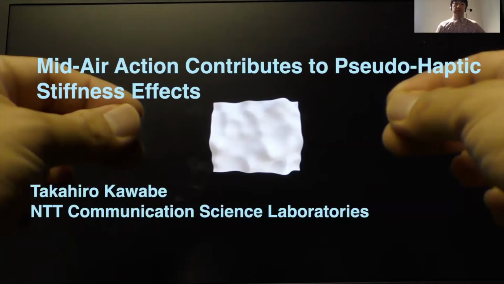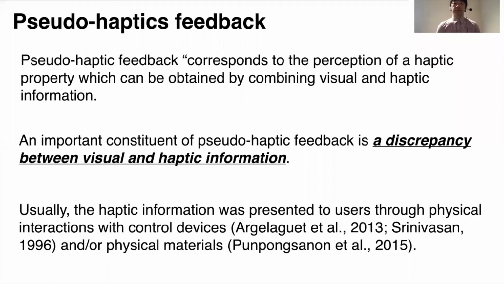The title of today's talk is "Mid-air Action Contribute to Pseudo-haptic Stiffness Effect." Pseudo-haptic feedback corresponds to the perception of a haptic property which can be obtained by combining visual and haptic information. An important constituent of pseudo-haptic feedback is the discrepancy between visual and haptic information.